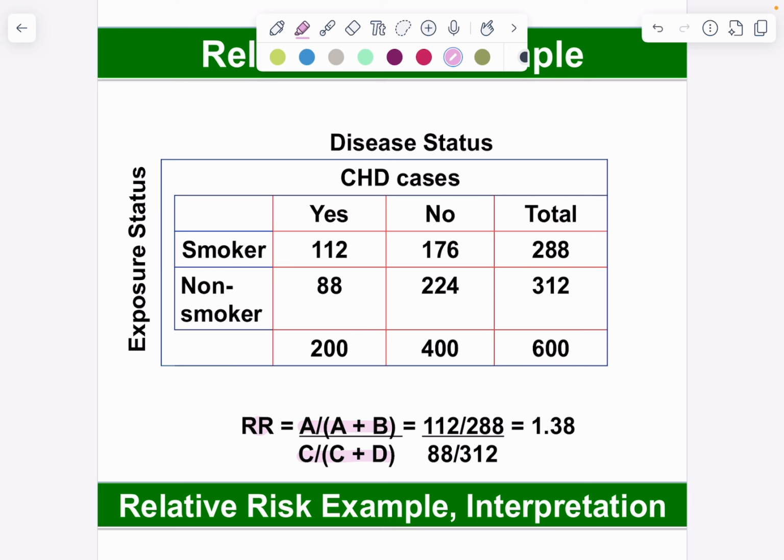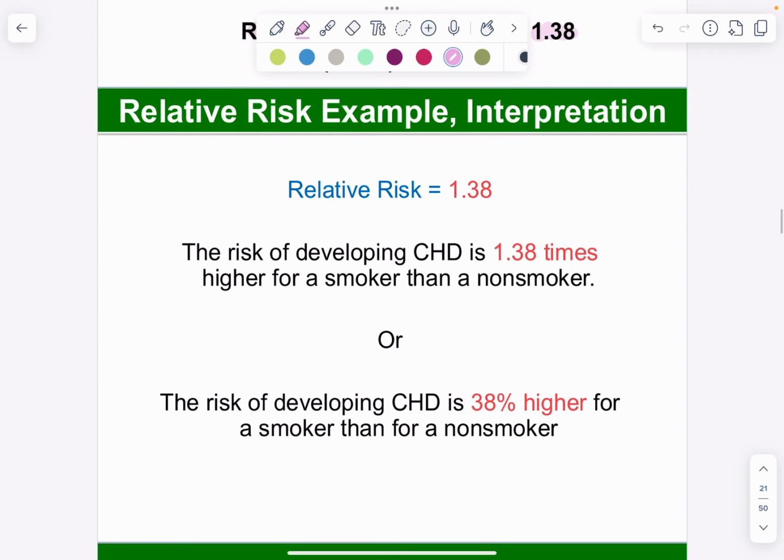Okay, so here the example is given, numbers are given. When you calculated it, you got 1.38. Just to save your time. So what does this exactly mean? It means the risk of developing coronary heart disease is 1.38 times higher for a smoker than a non-smoker. This is exposed, this is unexposed.